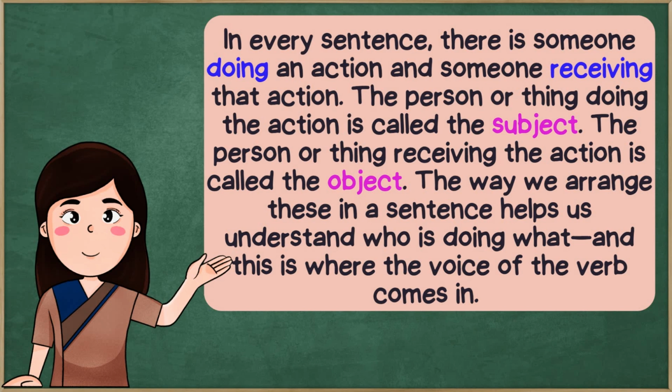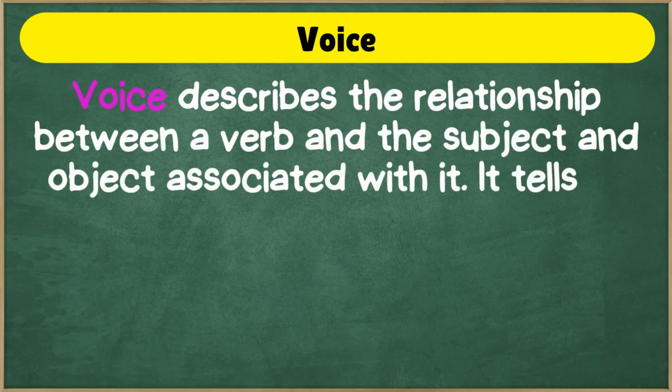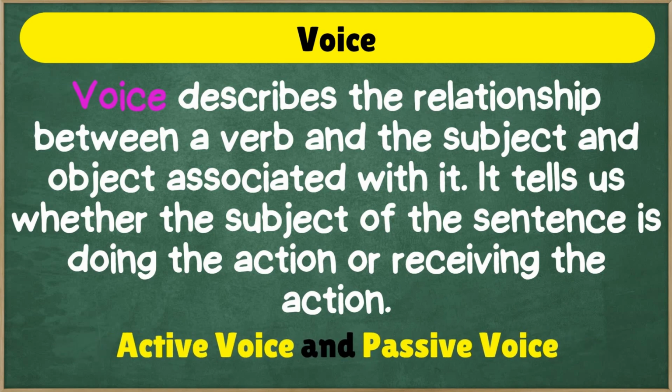But what do we mean by voice? Voice describes the relationship between a verb and the subject and the object associated with it. It tells us whether the subject of the sentence is doing the action or receiving the action. There are two voices, active voice and passive voice. Let's explore these using examples from the story.